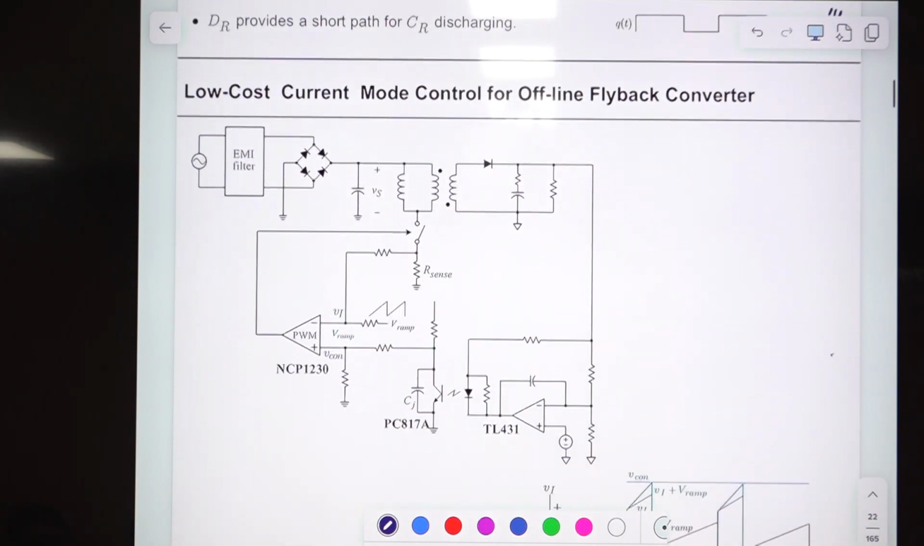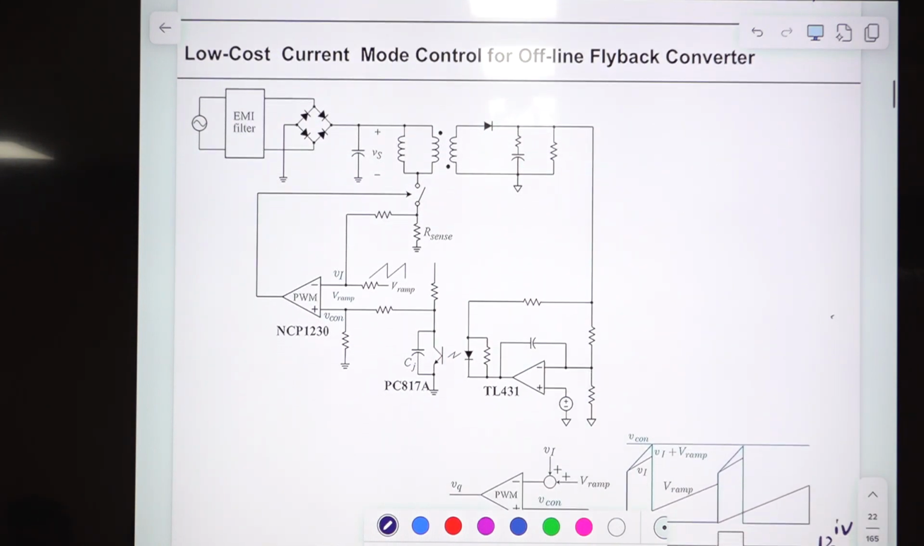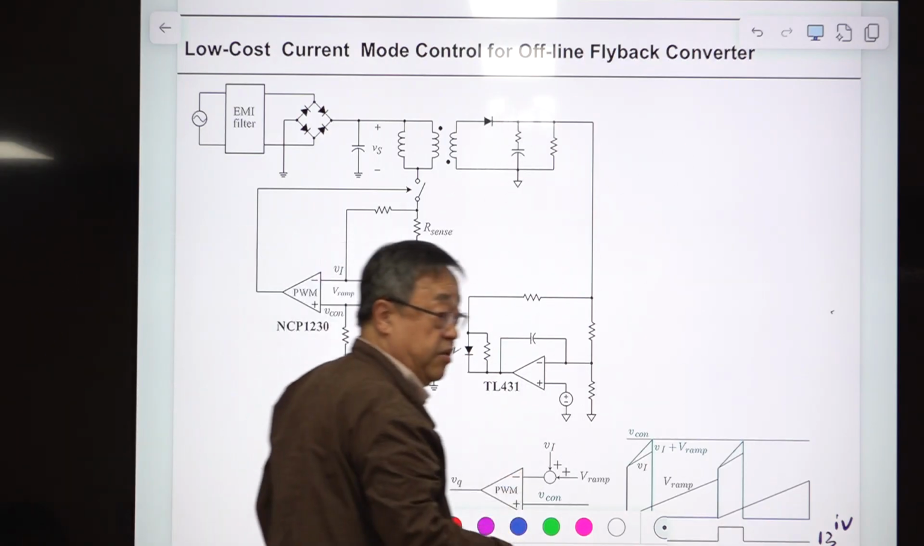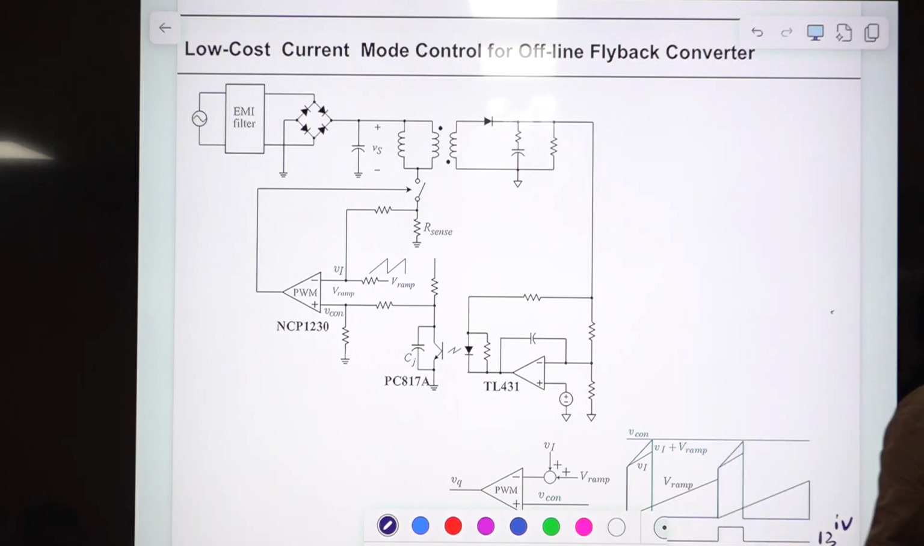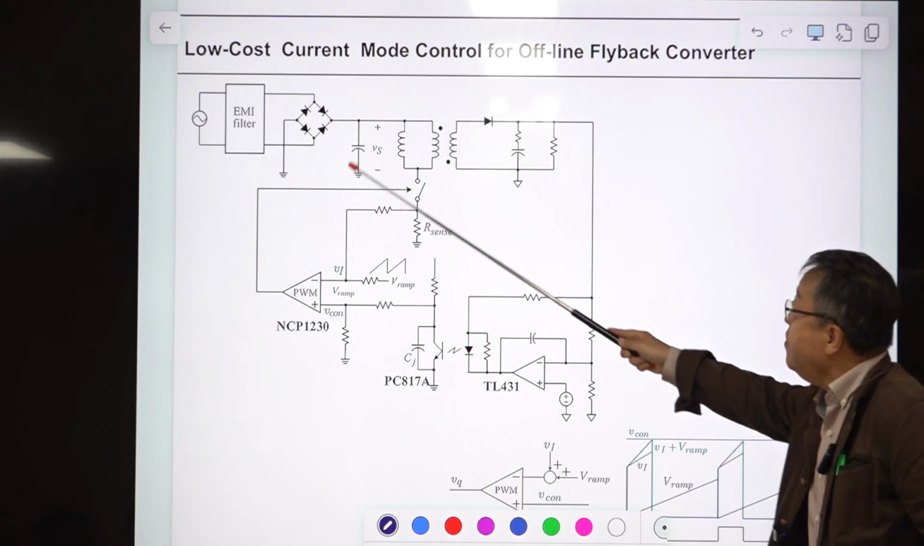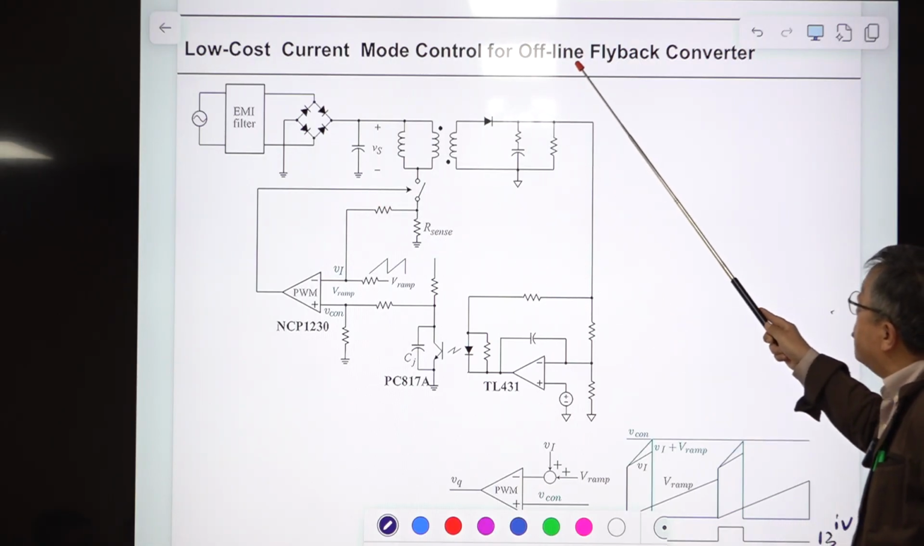And this is another example of current mode control. Let me explain this first. This is something else. This is called an offline flyback converter. There is a converter called the flyback converter. The structure is shown here. It's not important, but this offline is important.